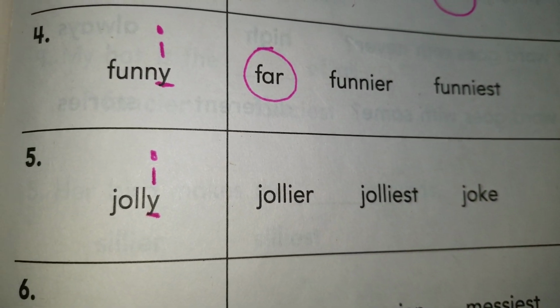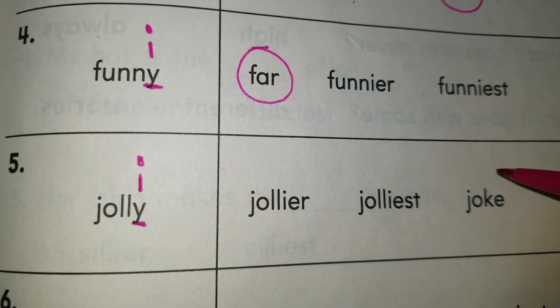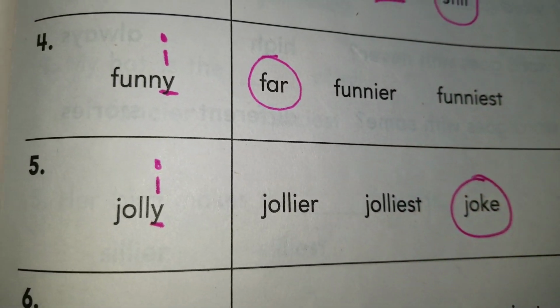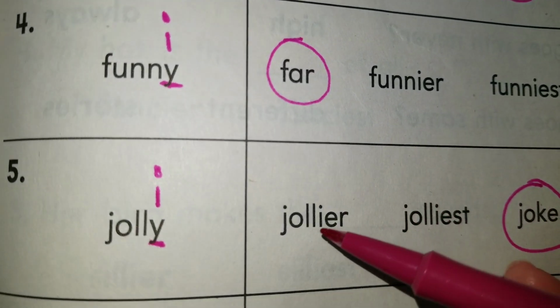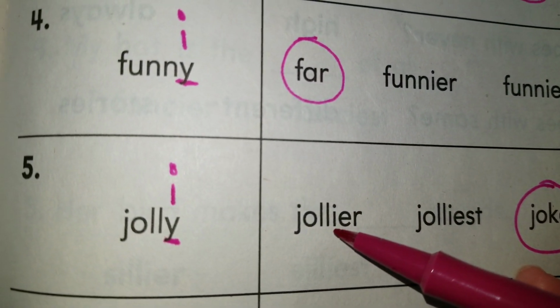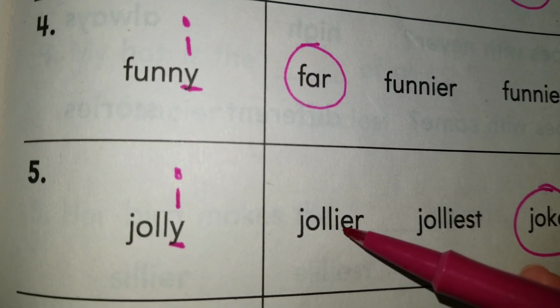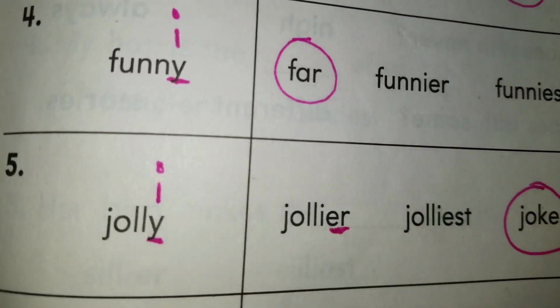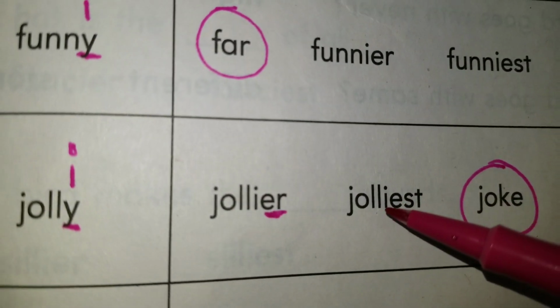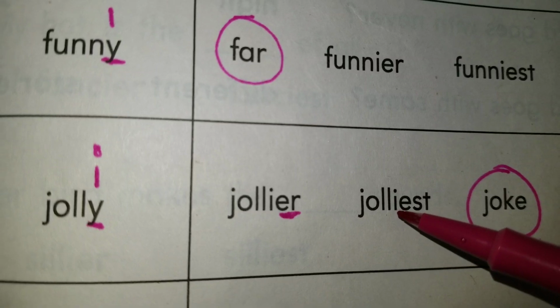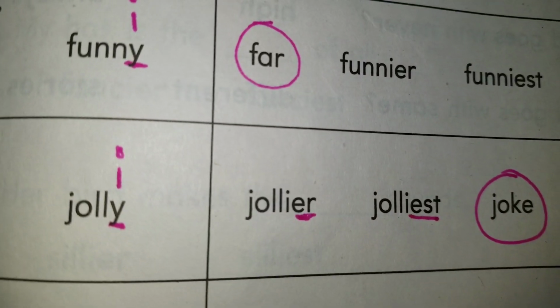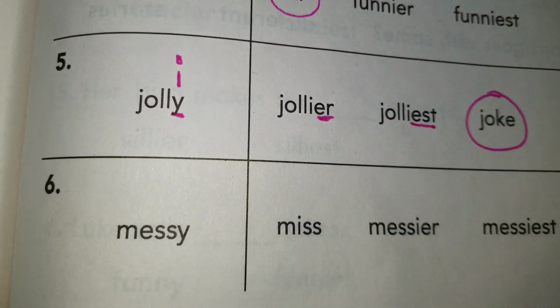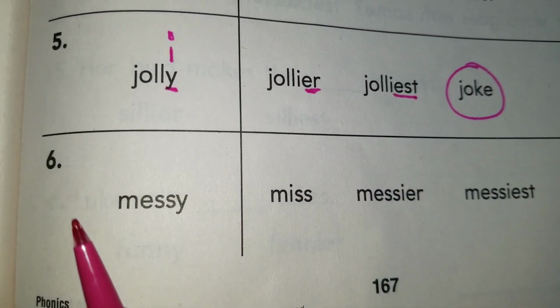So which word doesn't belong? Joke. Very good. All right. So here we can see how jolly has the Y already replaced with I and ER added. Jolliest, the Y was already replaced with I and EST added. Jolliest. Number 6, this is our answer.